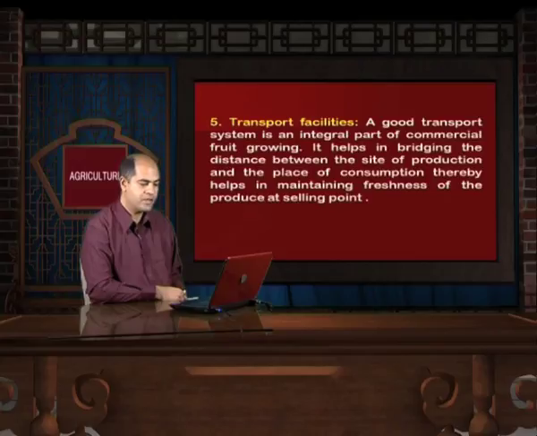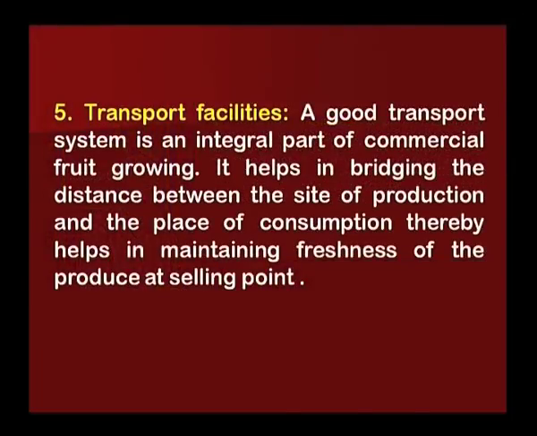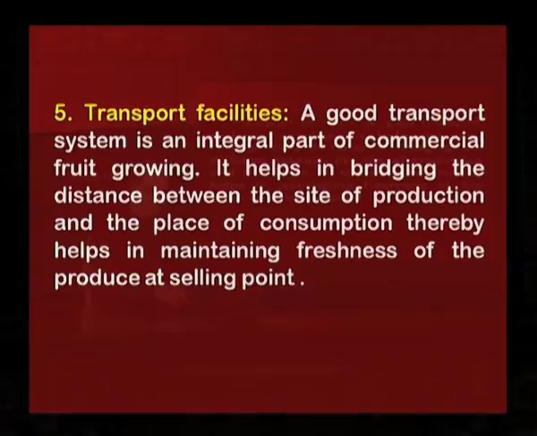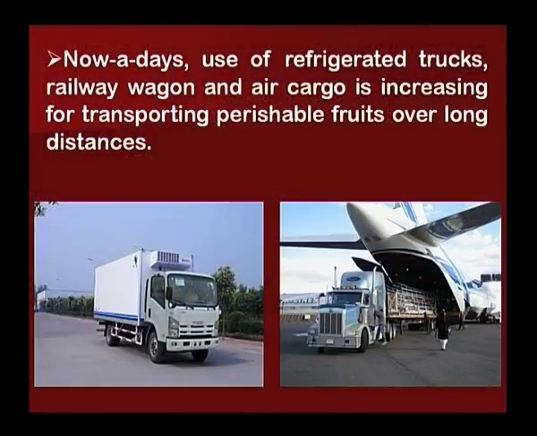Now, transport facilities. A good transport system is an integral part of commercial fruit growing. It helps in bridging the distance between the site of production and the place of consumption, thereby helping in maintaining freshness of the produce at the selling point. Nowadays, use of refrigerated trucks, railway wagons and air cargo is increasing for transporting perishable fruits over long distances. In this picture, you can clearly see the air cargo transportation of fruits.